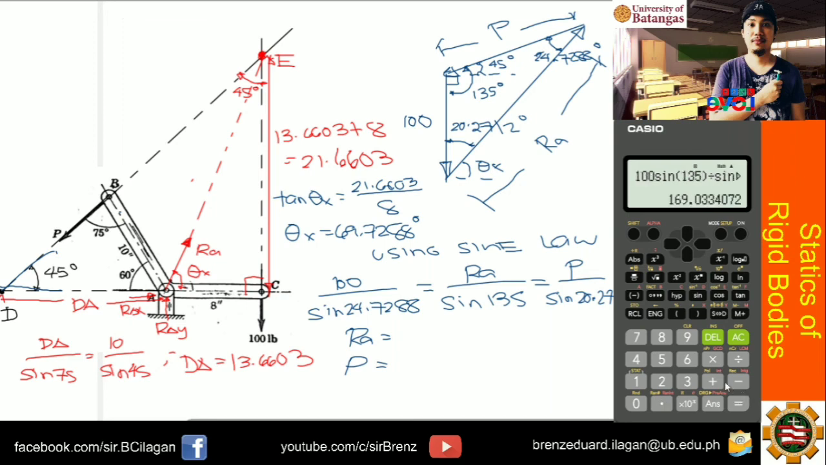So that is 169.334. And for P, that will be 100. Ito lang mapapalitan sa equation na 100 of sine ng 20.27 or 82.82. Okay, so para lang tayo na lumabas, di ba? Wala lang pound. Box the final answer.